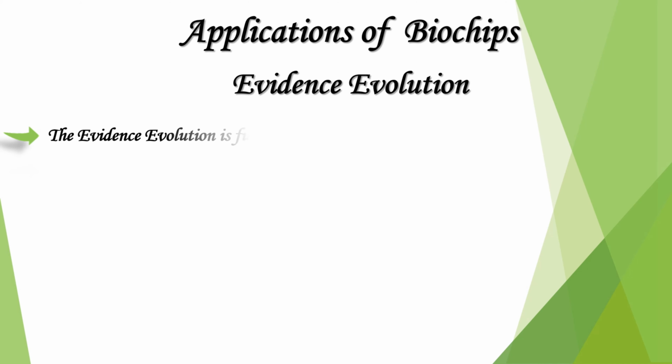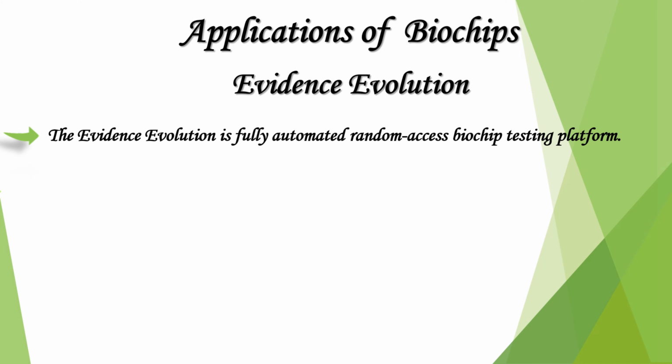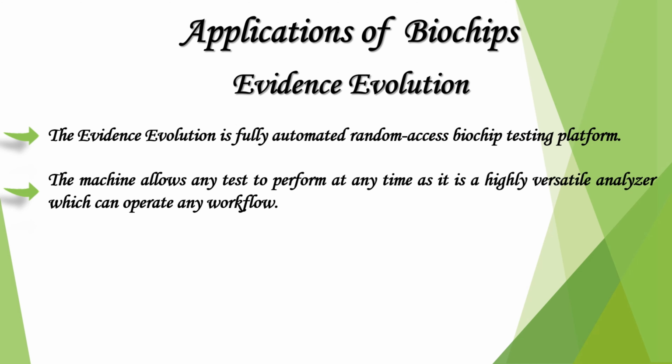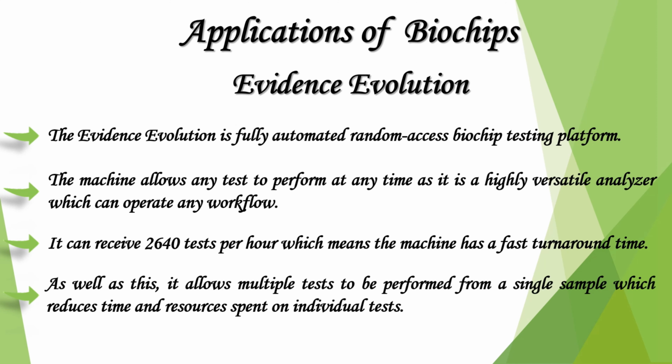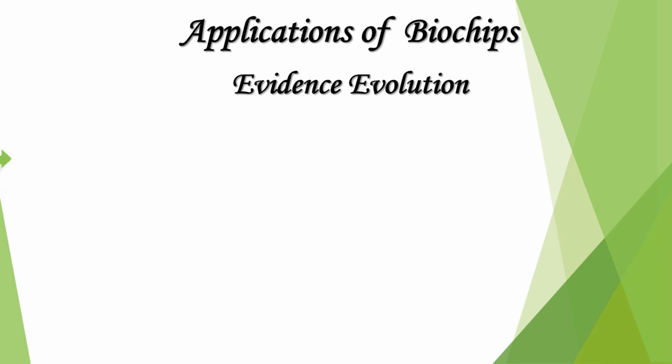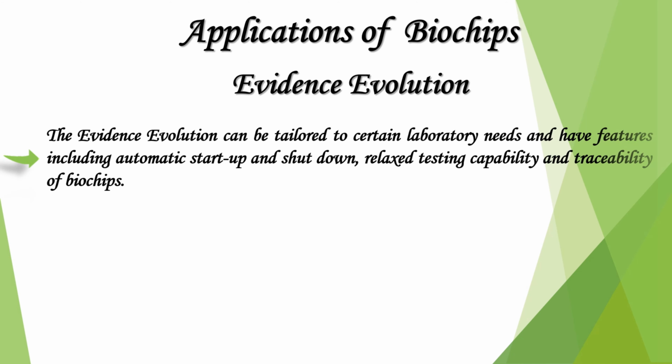Evidence evolution. The evidence evolution is a fully automated random access biochip testing platform. The machine allows any test to be performed at any time, as it is a highly versatile analyzer which can operate any workflow. It can process 2640 tests per hour, which means the machine has a fast turnaround time. As well as this, it allows multiple tests to be performed from a single sample, which reduces time and resources spent on individual tests.